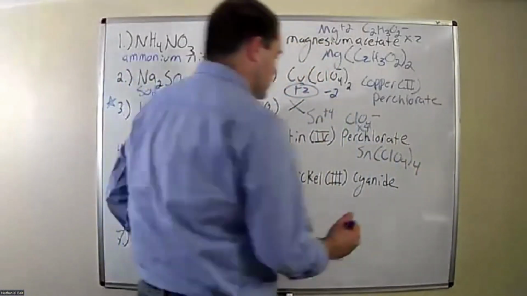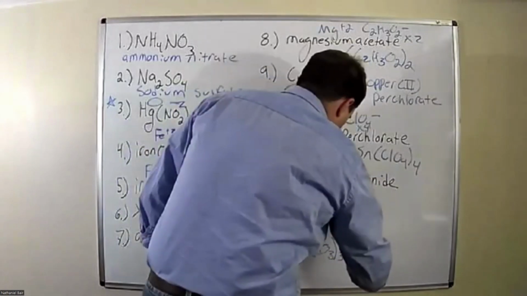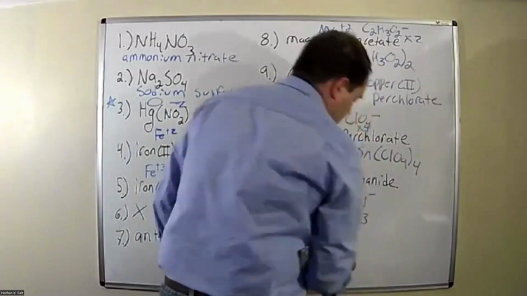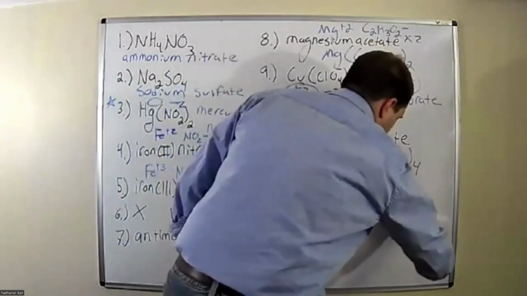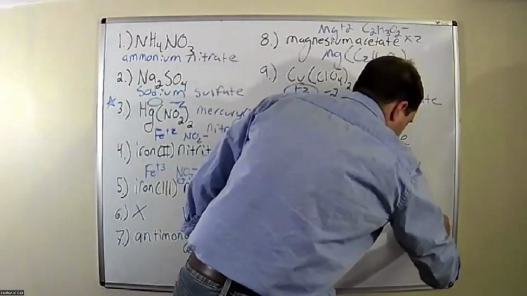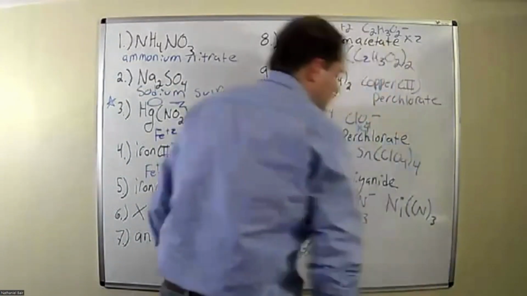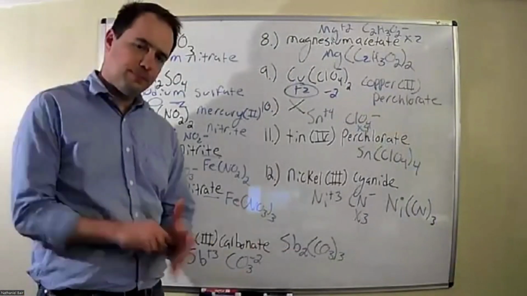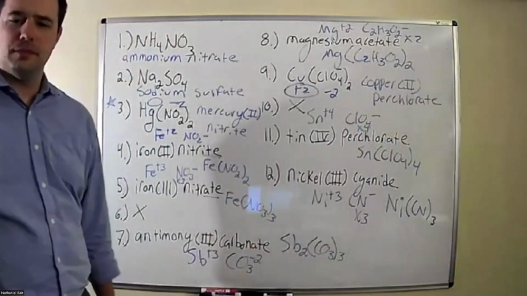And finally, nickel 3 cyanide. That's nickel with a +3. Cyanide's -1. I need 3 cyanides to cancel that out. Ni(CN)3, nickel 3 cyanide. And there it is.